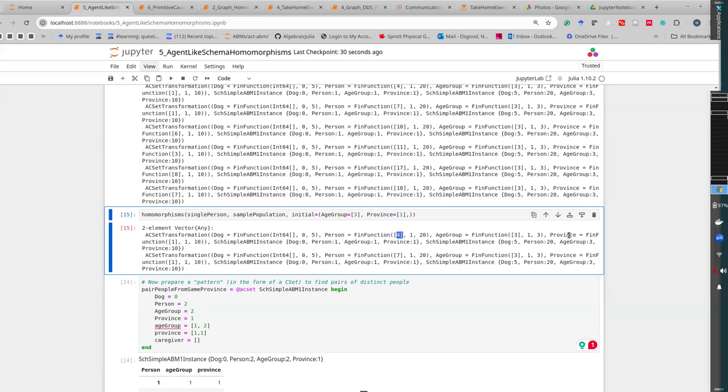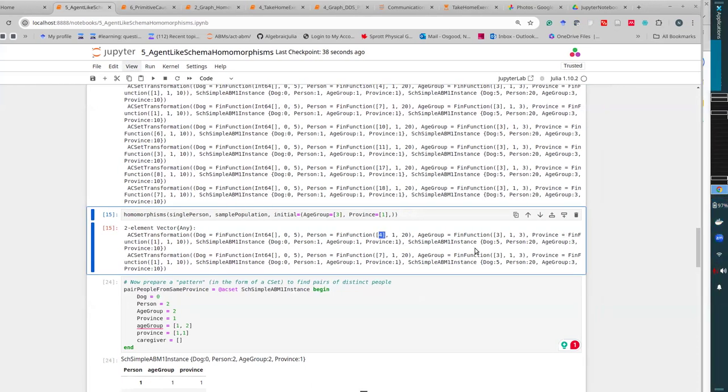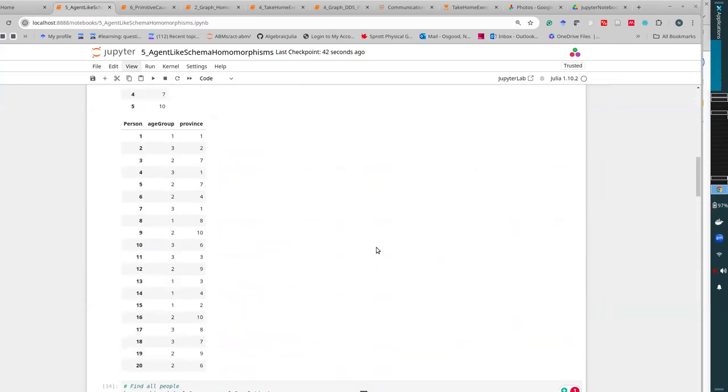Let's go check, right? First of all, we'd expect them to be in province one. We see it here in the homomorphism. And let's go up. Okay, person four, person seven. Okay, person four, province one. Person seven, province one. We found all the people.